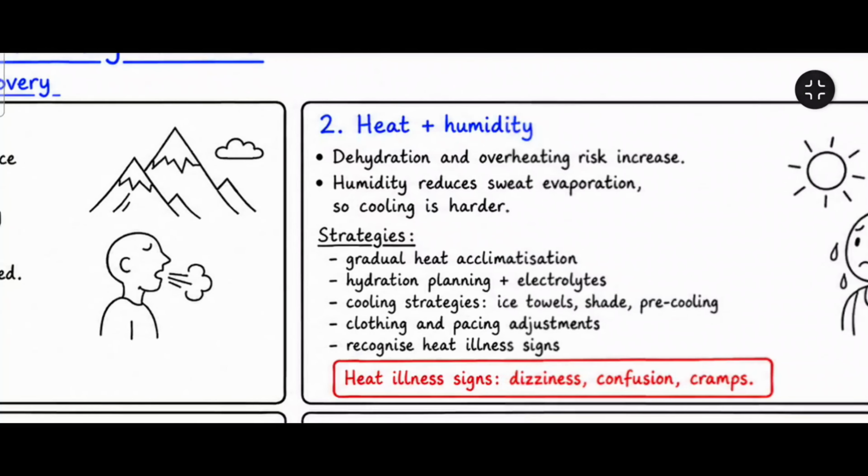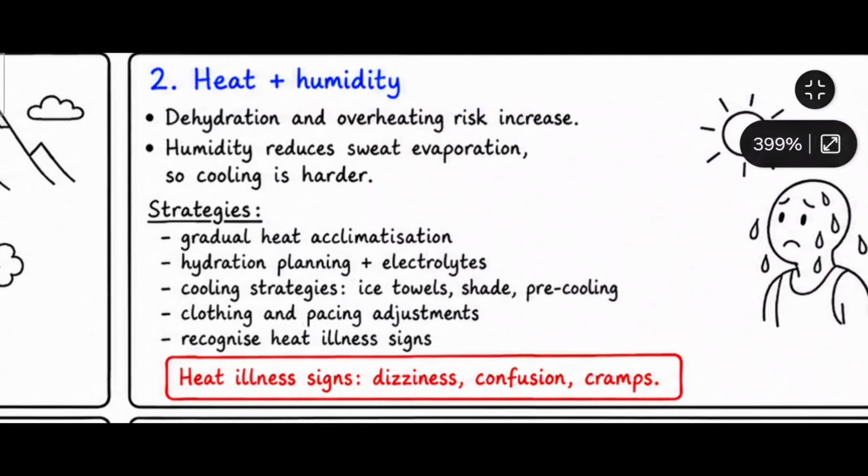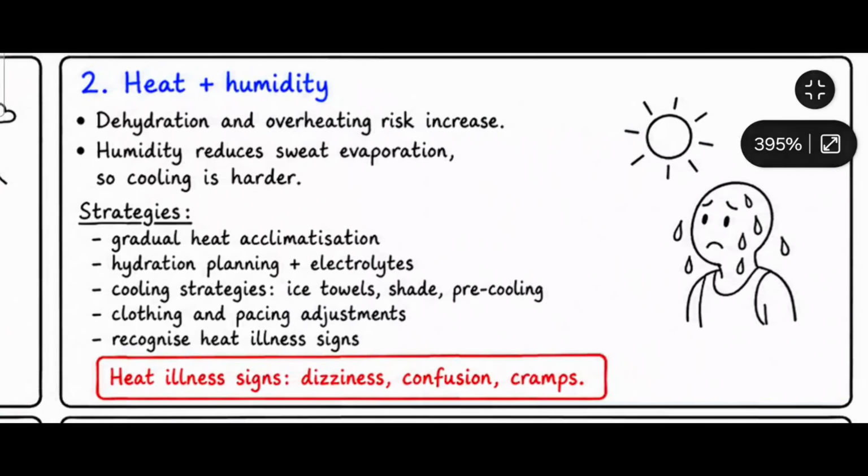For heat and humidity, dehydration and overheating risk increases, obviously, and humidity reduces sweat evaporation, which makes it harder for your body to cool down.